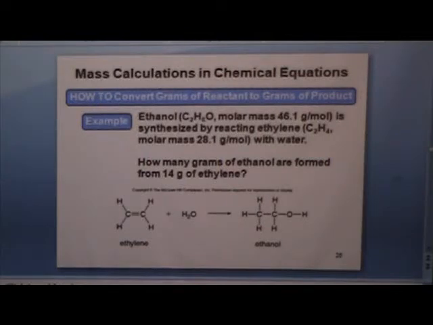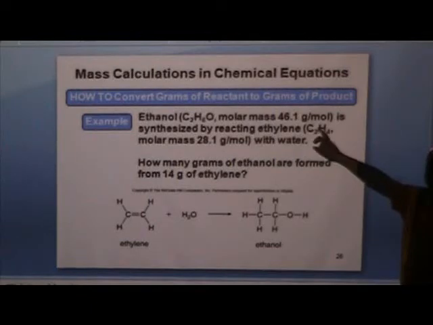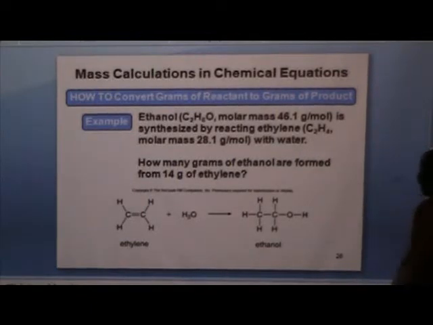Ethanol comes from ethane. Ethanol can be prepared by reacting ethylene, which is C2H4. Ethylene is in the alkene family, and it has a molar mass of 28.1 grams per mole, which means 28.1 grams comes from here: 2 times 12 plus 4 times 1, that gives you 28 grams, okay?